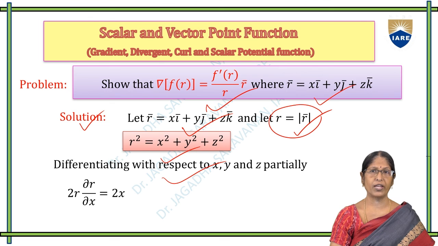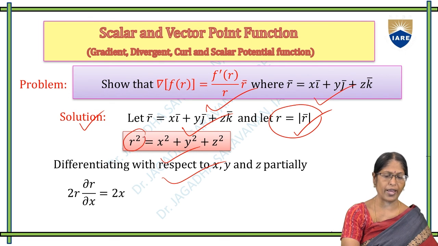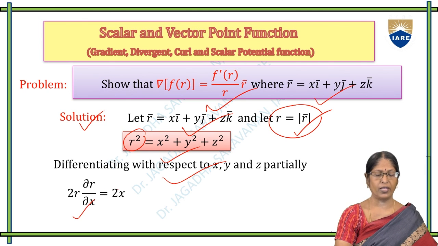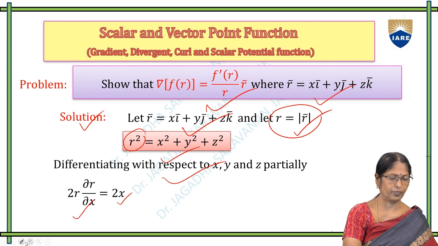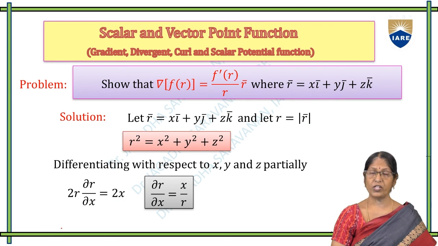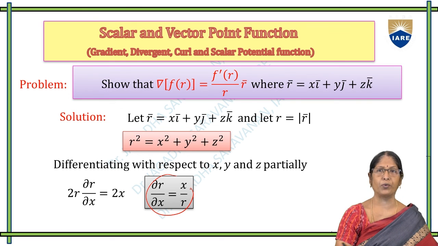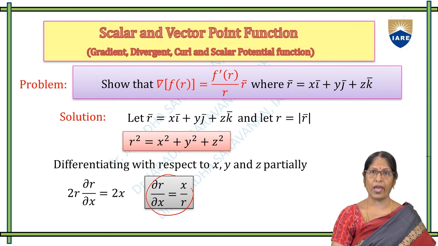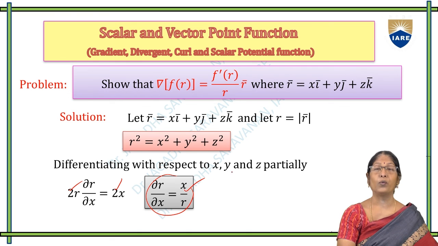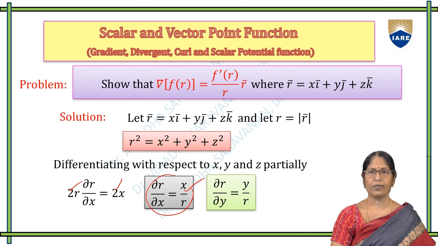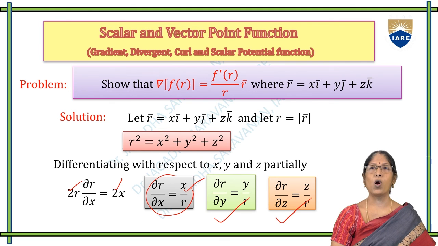So when we are doing the differentiation partially, first with respect to x, the left side is 2r ∂r/∂x, which is equal to 2x. The next one is this simplified one, we are getting ∂r/∂x, the two getting cancelled, we obtained x by r. Next, with respect to y, in a similar way we obtained ∂r/∂y equal to y by r. Finally ∂r/∂z equal to z by r.